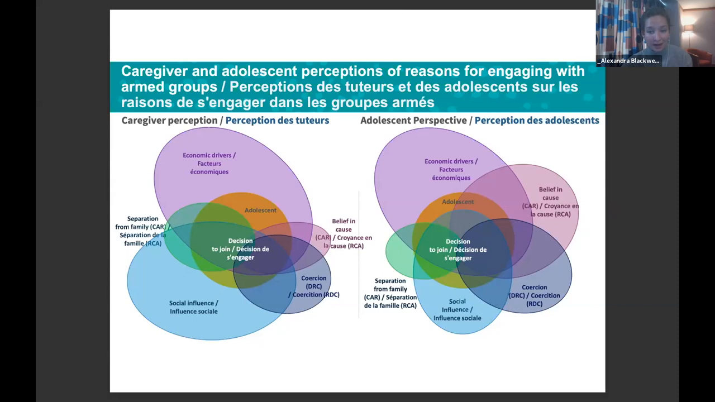So this really highlighted for us the importance of a supportive home environment also upon return when they did make that decision. You can go ahead to the next slide.